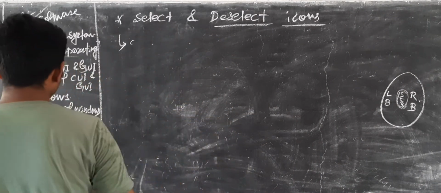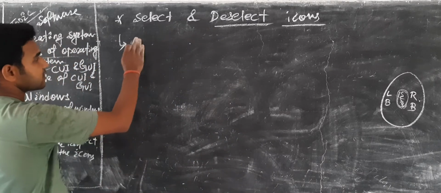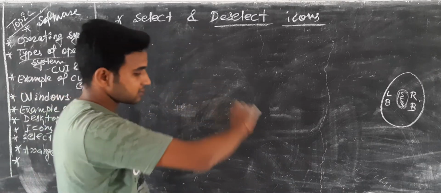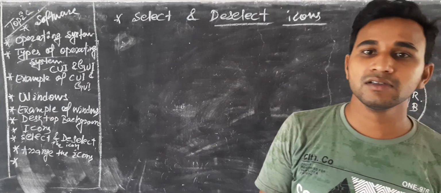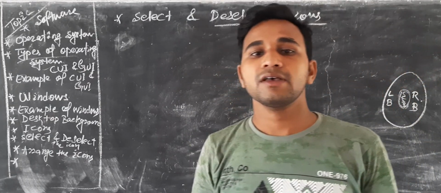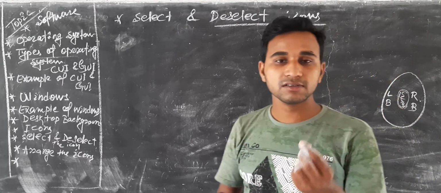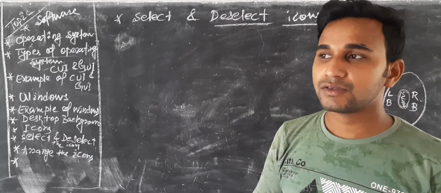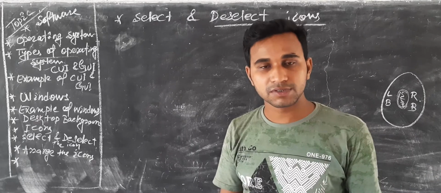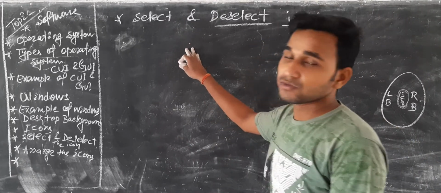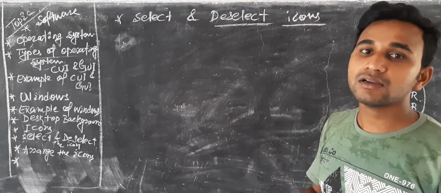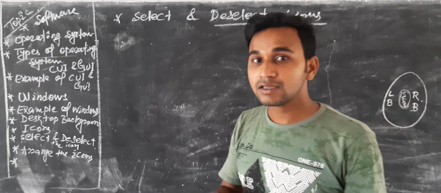Next thing is arranging the icons. To arrange the icons on the screen, right click here, and a command called Sort By is given. So we can choose the Sort By option, and all the icons will be arranged on our computer screen.